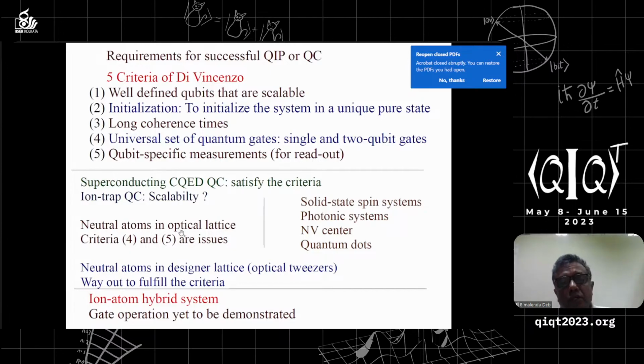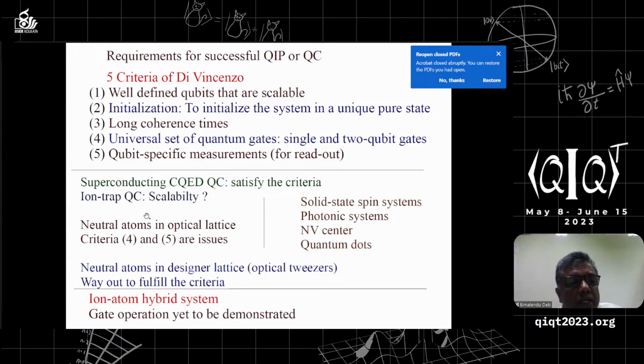So about various quantum platforms for doing quantum information processing, one important platform is superconducting circuit QED for quantum computing. And this system is very interesting because it satisfies all these five criteria. One can even scale the superconducting circuits.